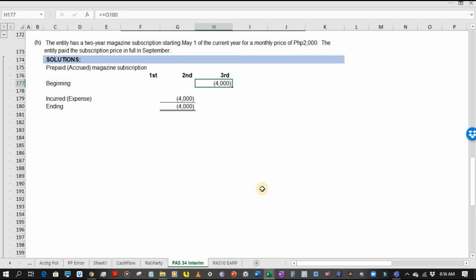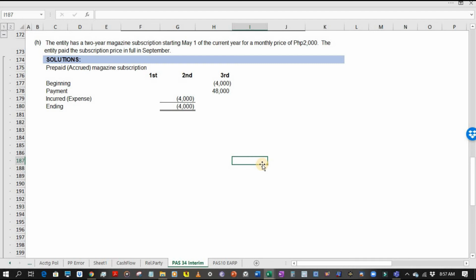And of course, the payment has been made in September. Then the payment is in full. So the full payment for the magazine subscription has a total of 48,000 pesos, which is 2,000 times 24 months, which covers 2 years of magazine subscription. So it means by this time, the 4,000 liability at the start of the third quarter has already been paid in full, and in fact, the entity will now have a prepaid magazine subscription.